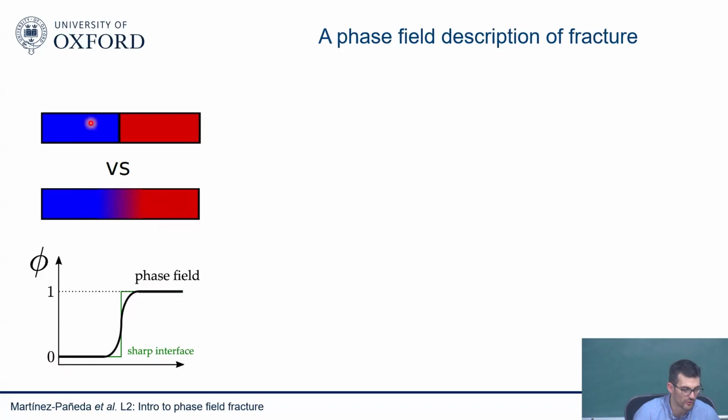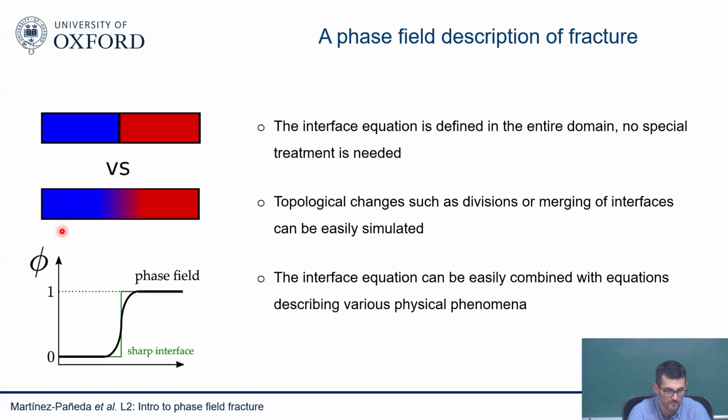So for any interface, not only cracks, but in the case of cracks, you will have the interfaces between cracked material and uncracked material. Blue will be uncracked material, red will be cracked material. If you describe the interface like this, in this simplistic way, then you only need to define a differential equation for the evolution of the phase field, and you're able to track where your interface lies. And this kind of implicit representation of interfaces has many advantages.